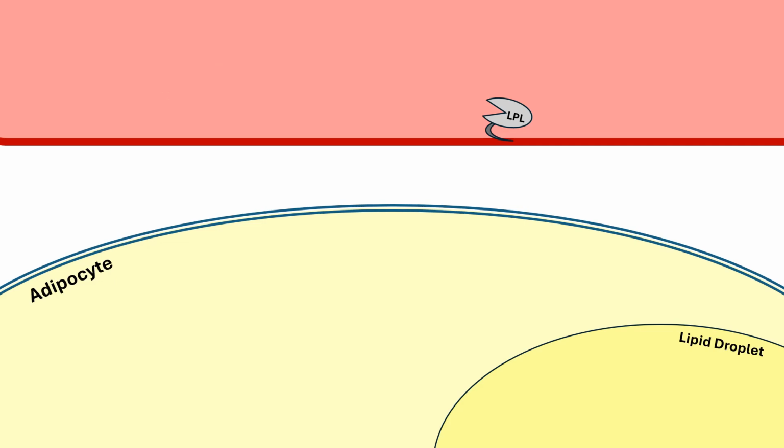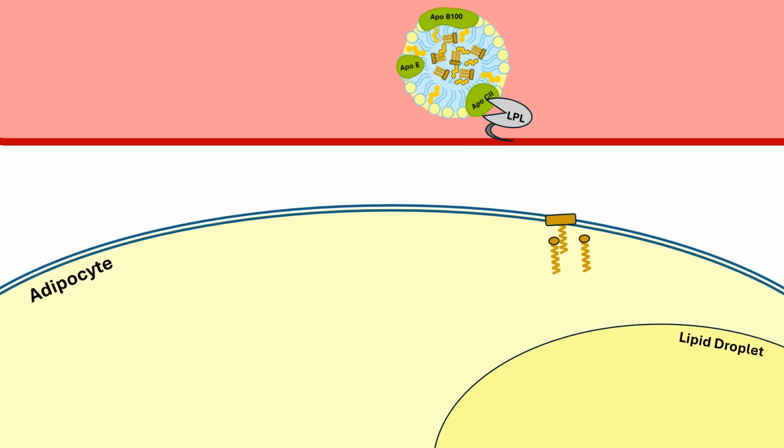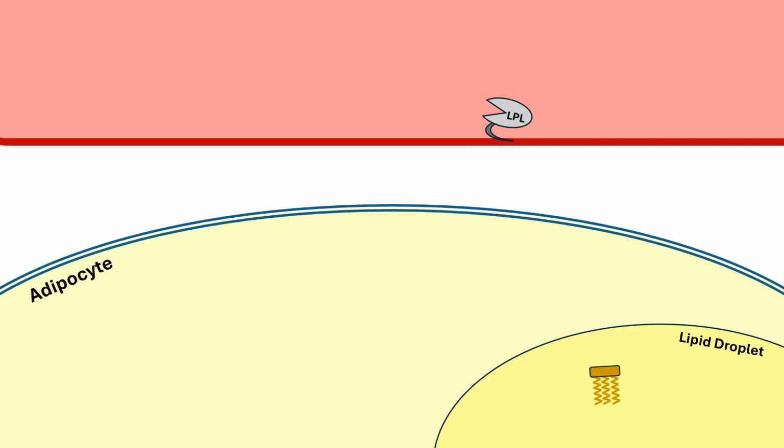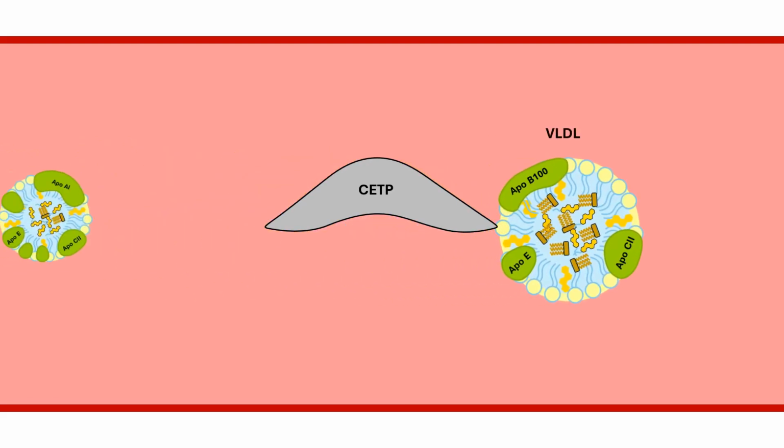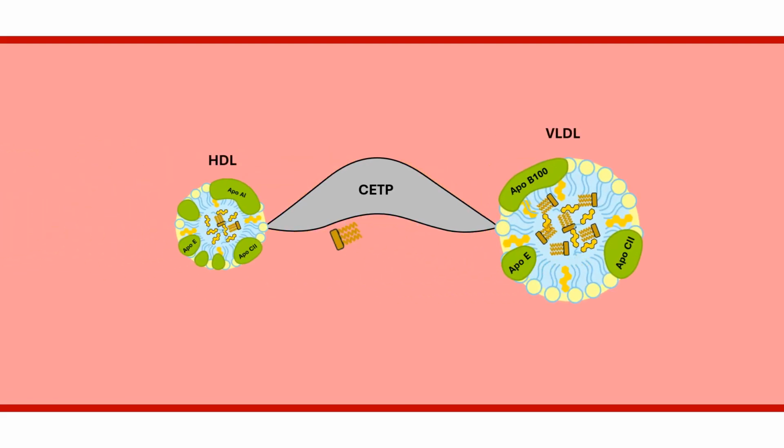The VLDL can now interact with lipoprotein lipase in capillaries in the tissues, which degrades its triglycerides, just like with chylomicrons. The VLDL, however, is further modified in the circulation by the action of cholesterol ester transfer protein. This enzyme mediates the transfer of triglycerides from VLDL to HDL and cholesterol esters from HDL to VLDL. In this way, the HDL gets more triglycerides and the VLDL gets more cholesterol esters.